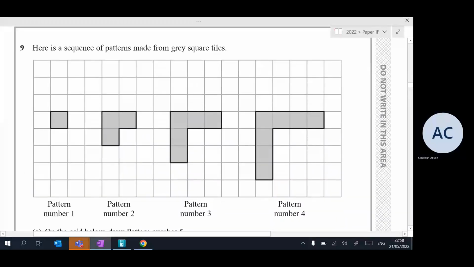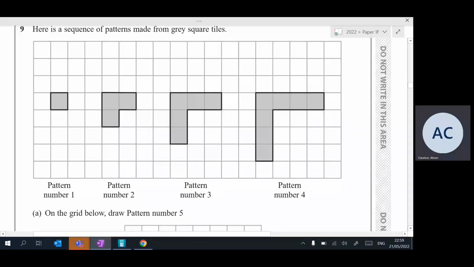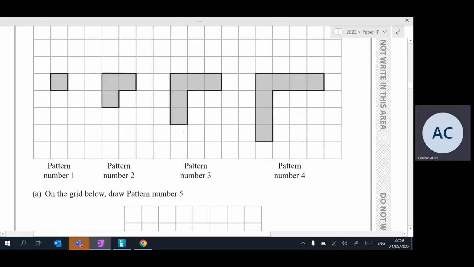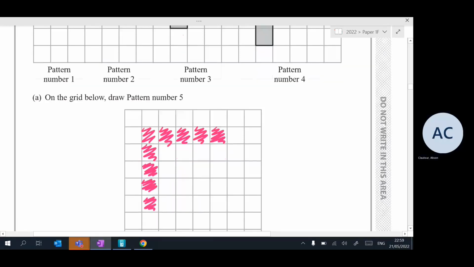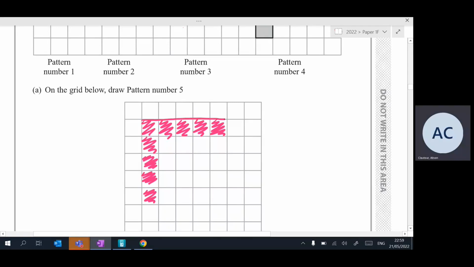Question 9. We've got a sequence of tiles in this kind of L shape, and we want to draw number 5. So if we look, they're just adding on an extra 1 on the end each time. Okay, so our next one will be 5 across and 5 down. So 1, 2, 3, 4, 5. So it's just growing by 1 each time. Okay, so it's going to go 5 along.